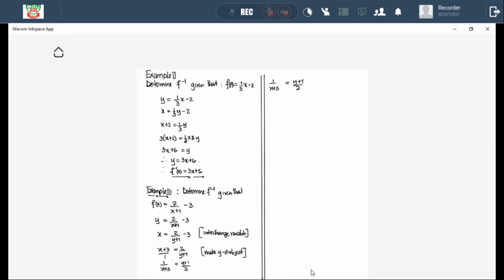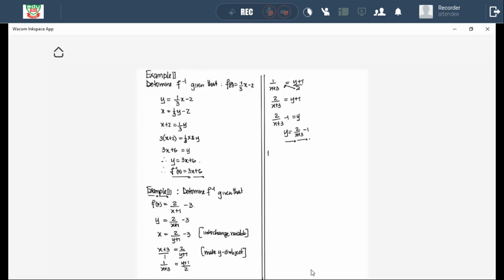Right. This will be 2 all over x plus 3 equal to y plus 1. Okay. I cross multiplied 2 times that, then cleared off that denominator. Now you can transpose 1. This would be what? 2 all over x plus 3 minus 1 equal to y. So my y is equal to 2 all over x plus 3 minus 1. There you go. This is the inverse of that expression.